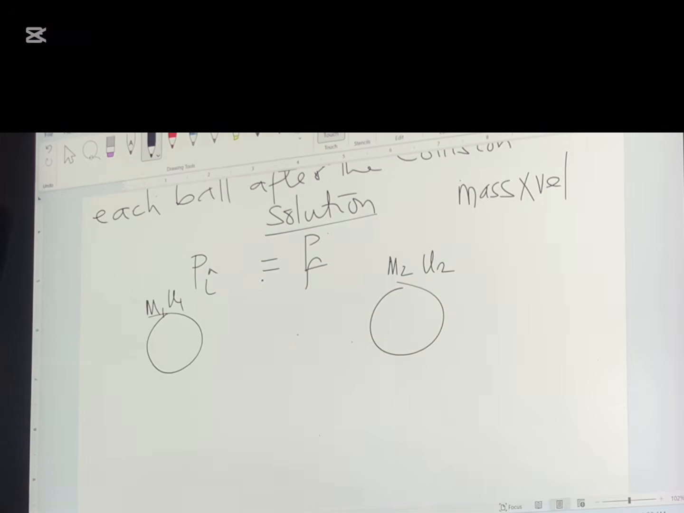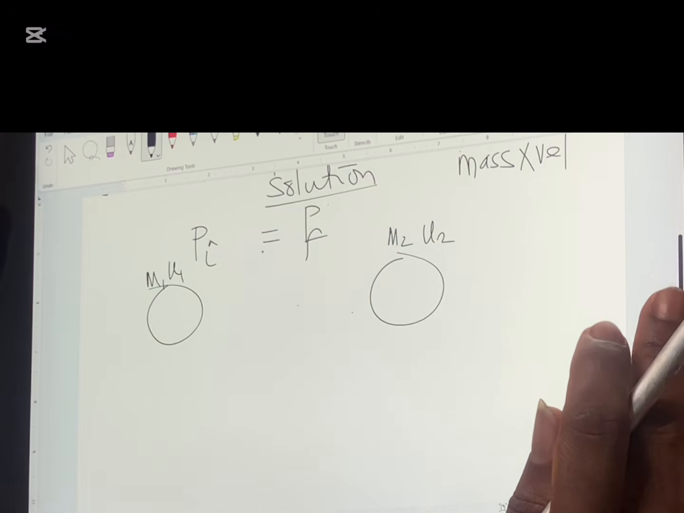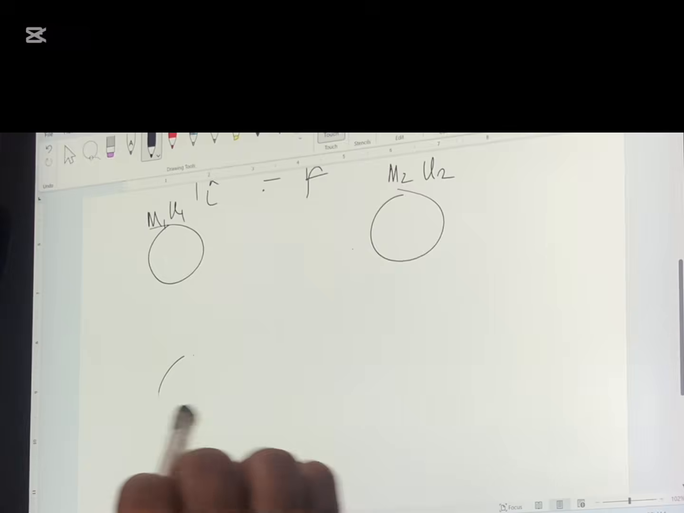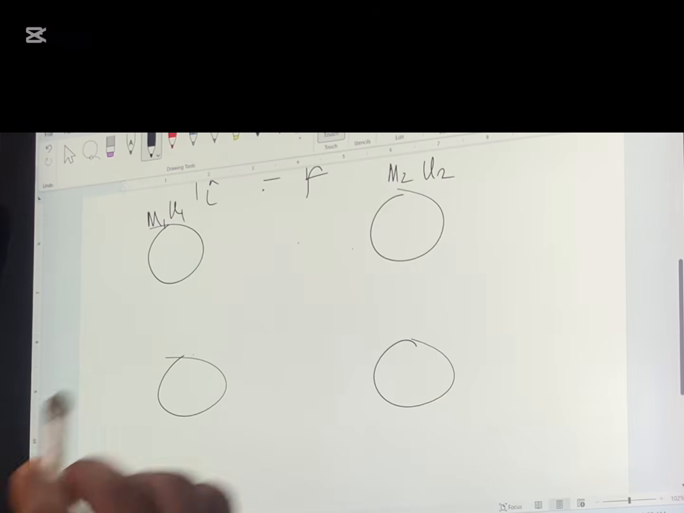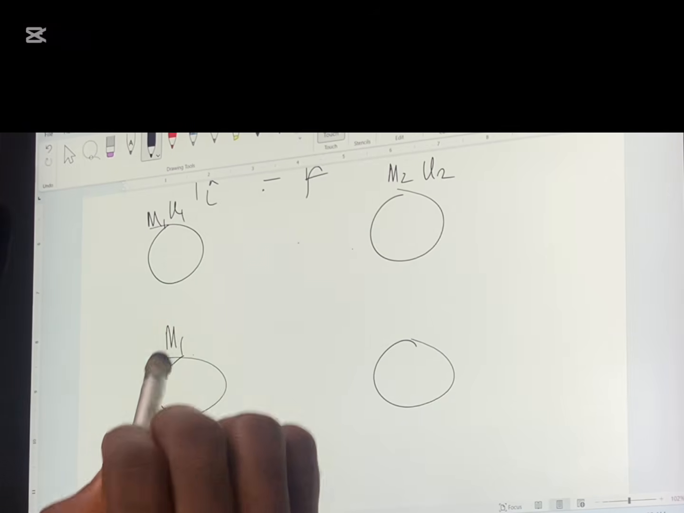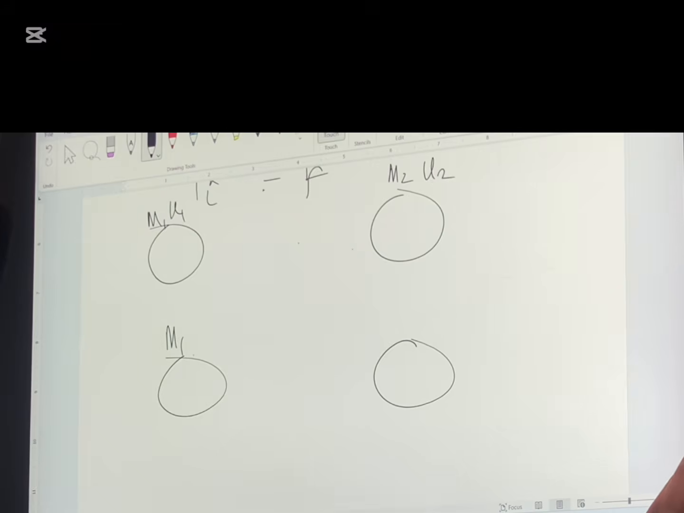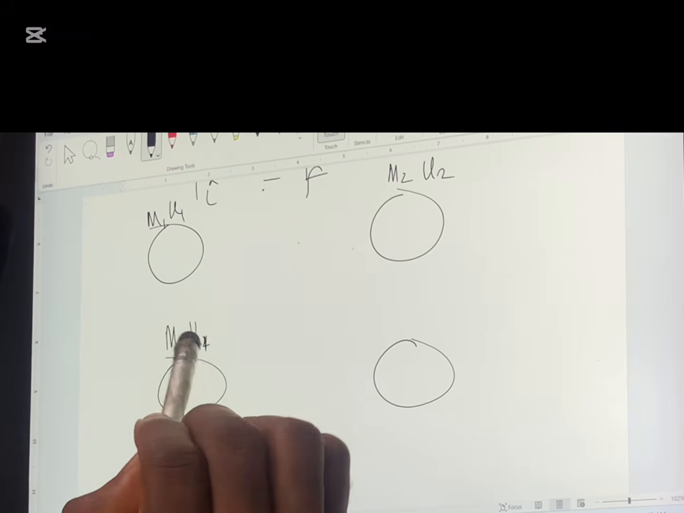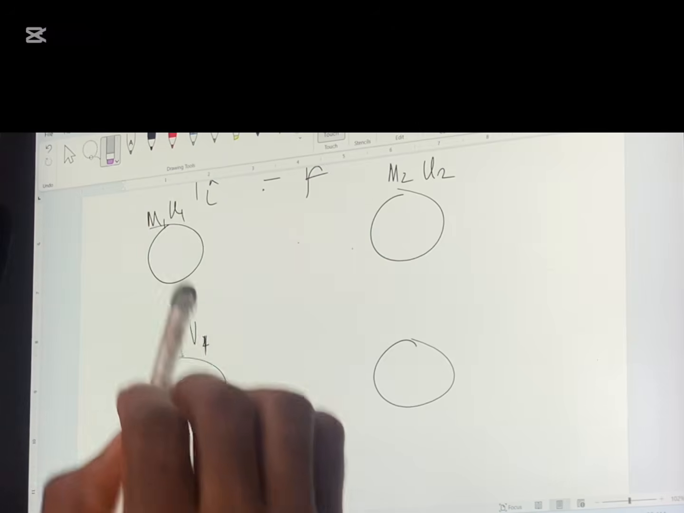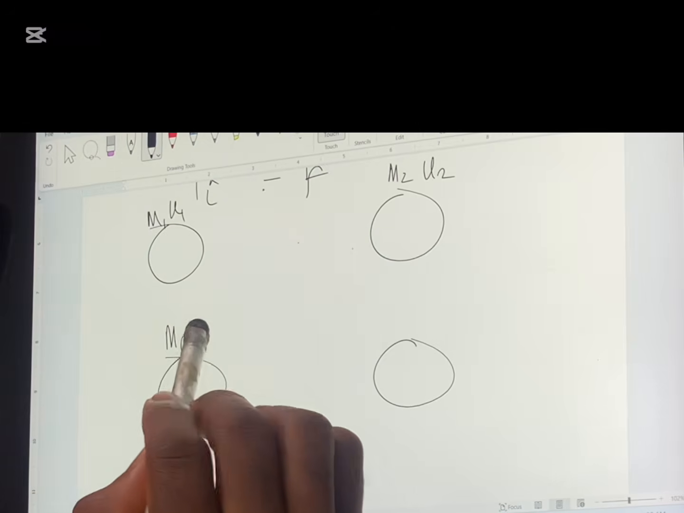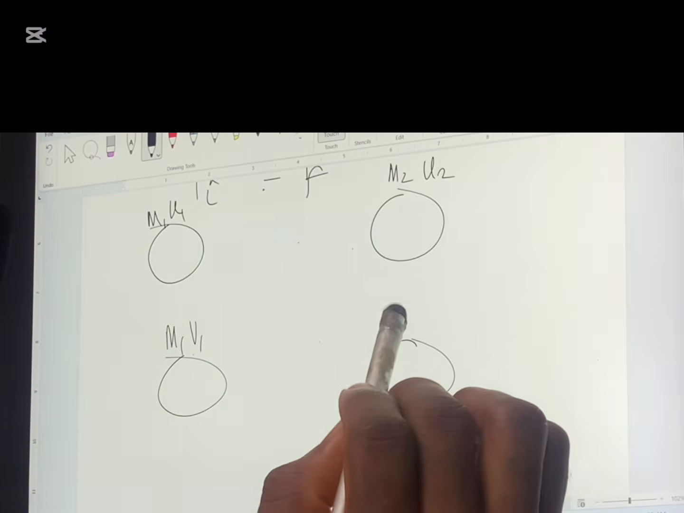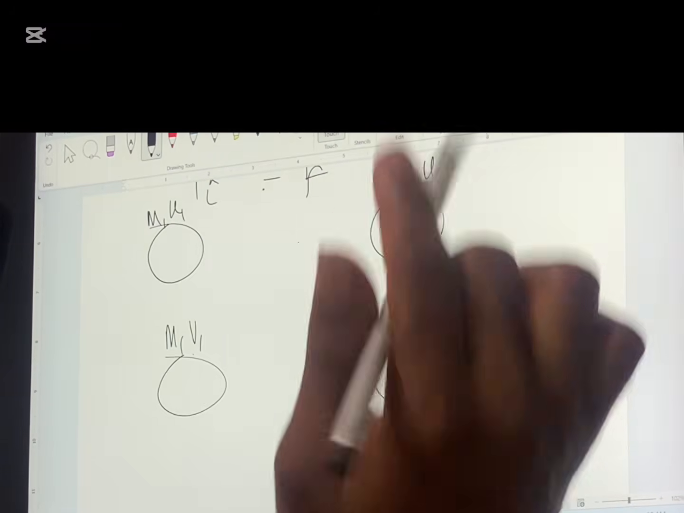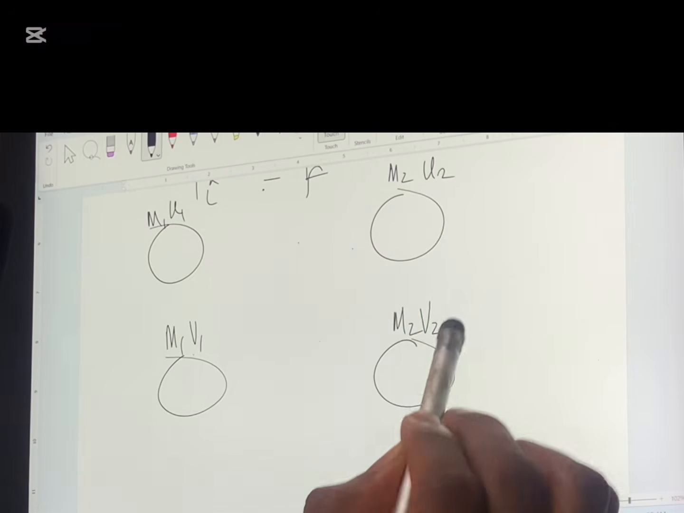Okay, so class, after collision, I will have the same objects here. This is mass 1. Mass 1 remains the same, but the velocity will change from initial to final, that is v1. Please take note. The mass m2 remains the same, and the velocity will change from initial to final, that is v2.